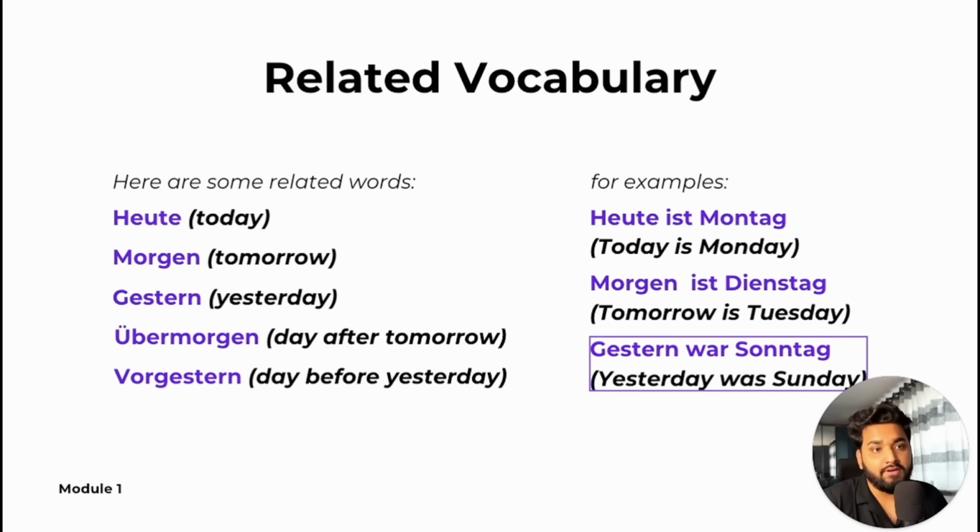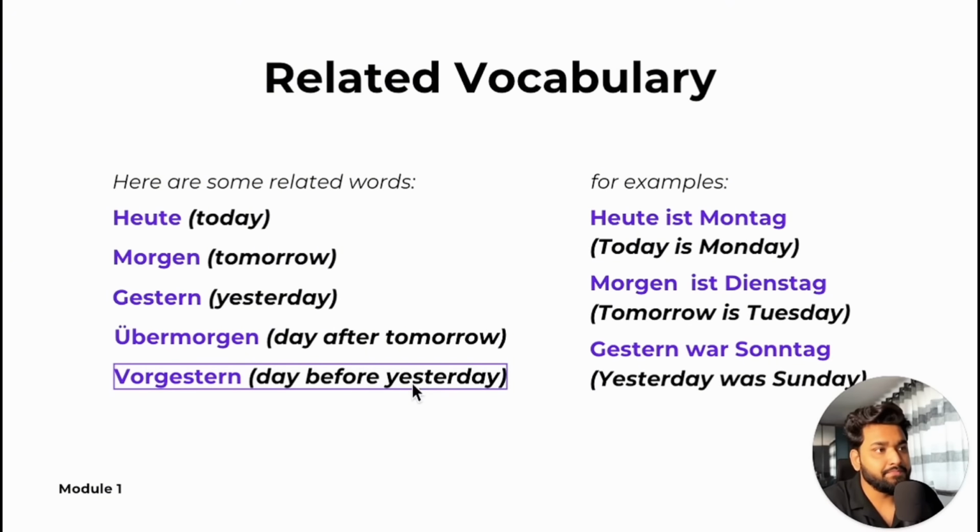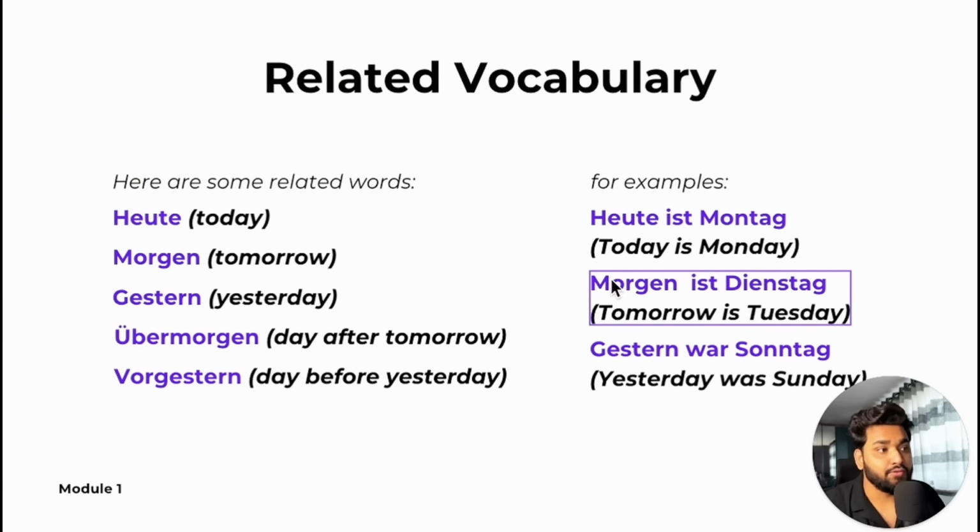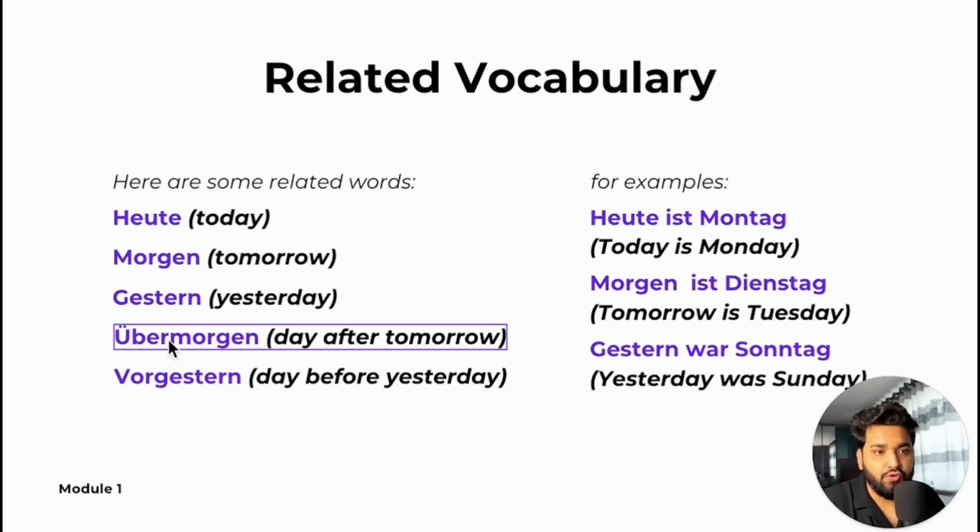So let's learn some related vocabulary. Here are some related words. Heute. Heute is today. How do you say tomorrow? Morgen. Yesterday, gestern. Day after tomorrow, übermorgen. Day before yesterday, vorgestern. For example, heute ist Montag, like today is Monday. Morgen ist Dienstag, tomorrow is Tuesday. Gestern war Sonntag, yesterday was Sunday. Yeah? So let's repeat after me. Heute, morgen, gestern, übermorgen, vorgestern.